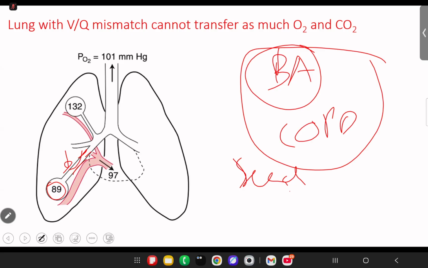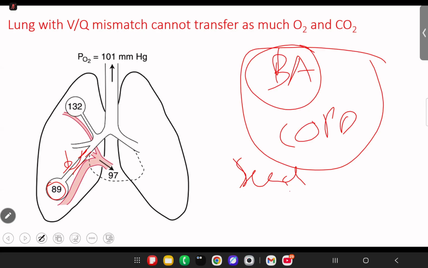Okay, out of these causes, VQ mismatch, shunt, diffusion, and hypoventilation, what is the commonest cause of hypoxemia? Anybody? Commonest cause of hypoxemia? We should ask this in an MCQ. Then you will remember. Commonest cause of hypoxemia? This was asked in MCQ, I think. I remember. VQ mismatch.